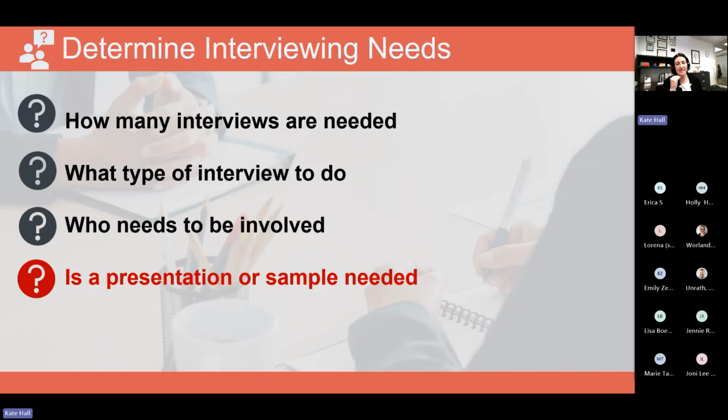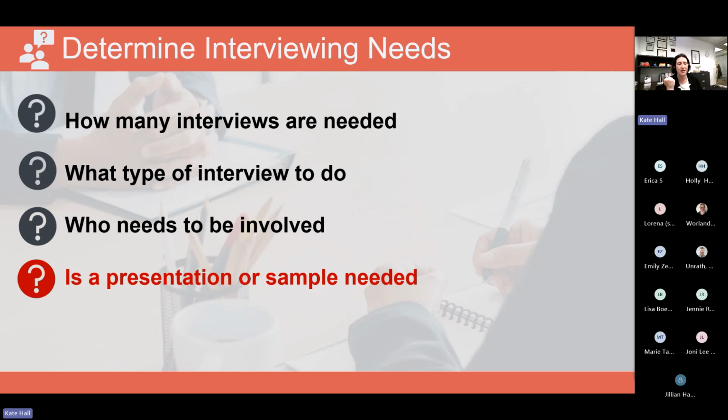With all of these, the thing that you want to remember is not every position needs a super in-depth process. And not every person, like if you are asking someone to do a presentation, but they're not ever going to have to do a presentation as part of their job, is that really necessary? So you really want to stop and think about what information do I need to know?